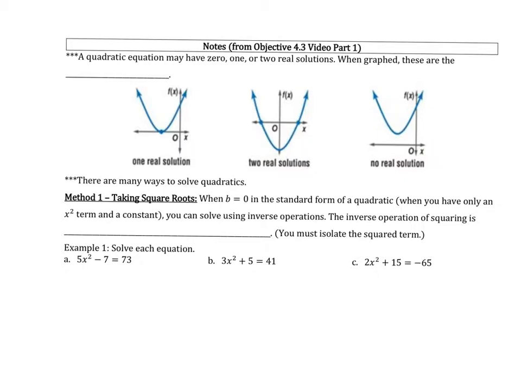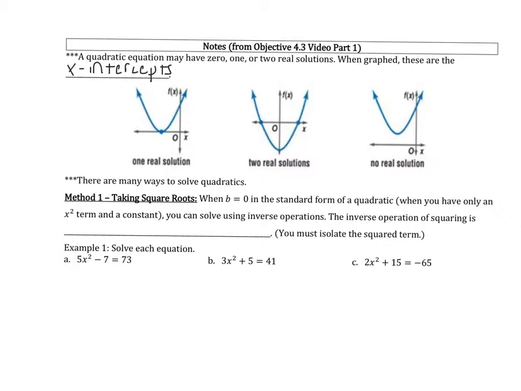Let's start with a little definition. A quadratic equation may have 0, 1, or 2 real solutions. When graphed, these are the x-intercepts on the graph. So we can see here that if it has one solution, that means the vertex is on the x-axis. If it has two solutions, it means it crosses the x-axis twice. And if it has no solutions, it means that it does not touch the x-axis.